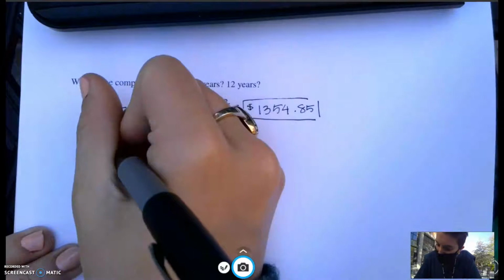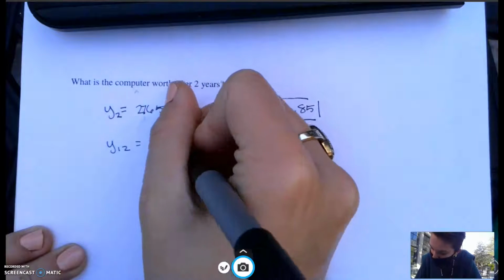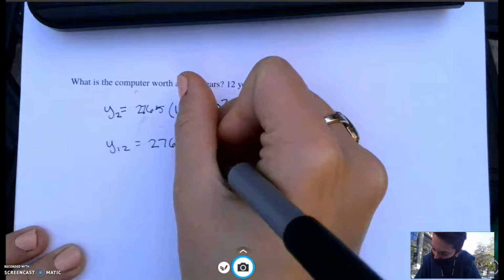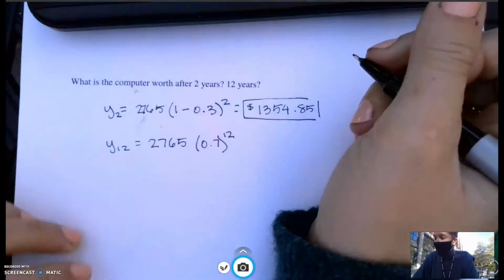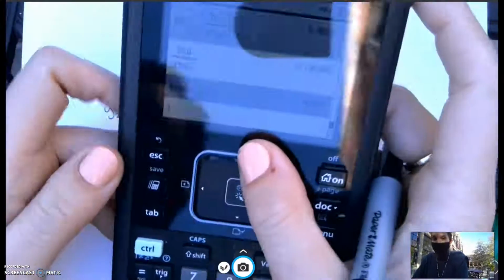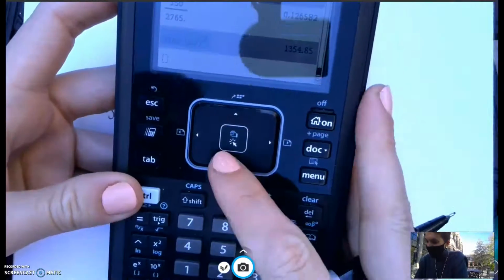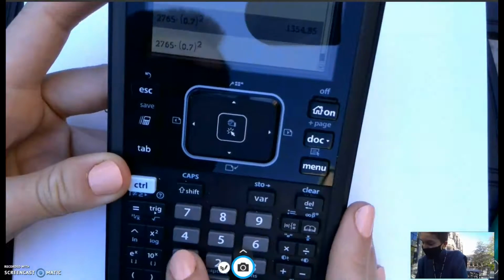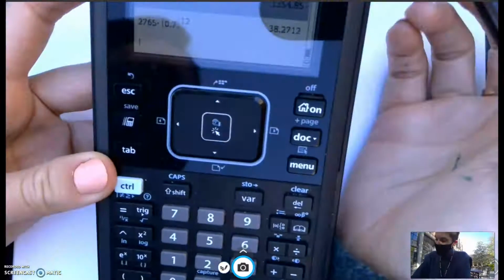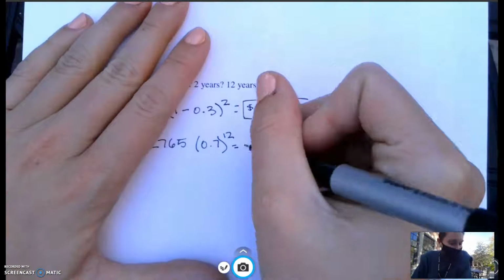And again, same kind of deal for finding after 12 years, only difference here, instead of y sub 2, we have y sub 12. So y sub 12 equals, again, 2765 times 1 minus 0.3, or times 0.7, raised to the 12th power. So here we can literally just copy-paste, and then just add a 1 right in front of this 2. That's going to give us our answer, which is that after 12 years, our poor computer is only worth $38.27.